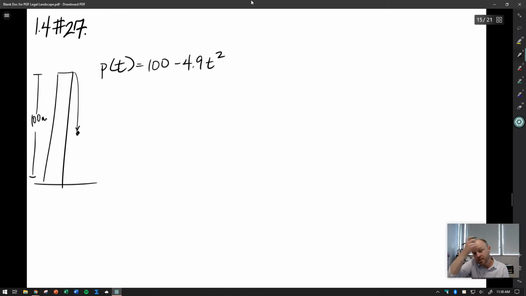So we are interested in this point: how fast is it falling after 2 seconds? How fast talks about a velocity, and right after 2 seconds is an instantaneous velocity. So this is an instantaneous velocity question, and it's asking for the instantaneous velocity at time equals 2 seconds.